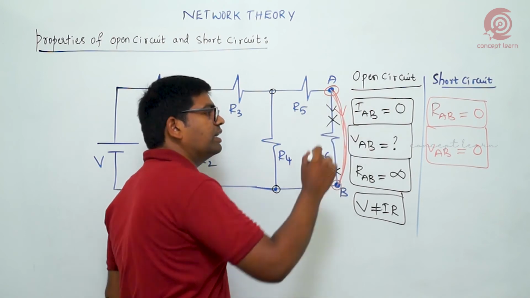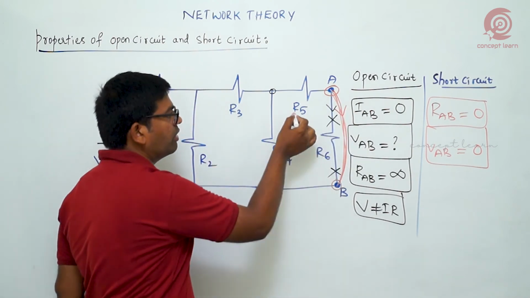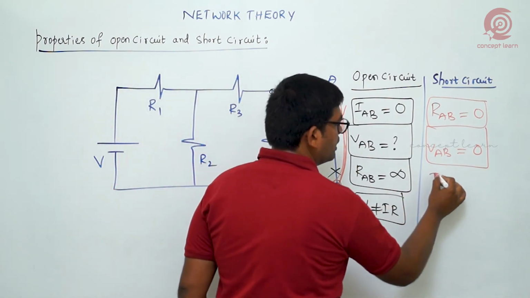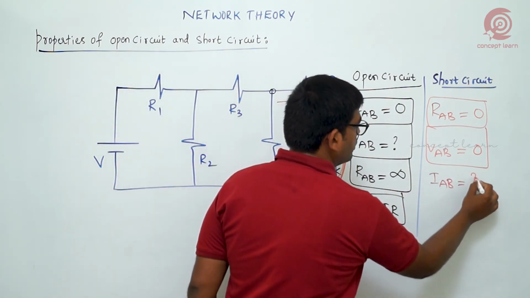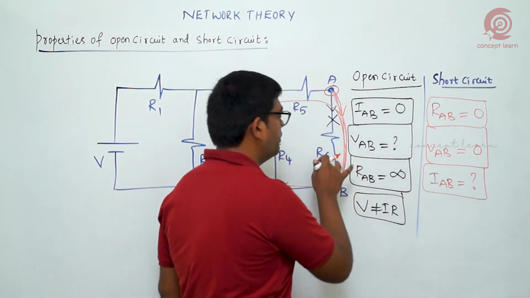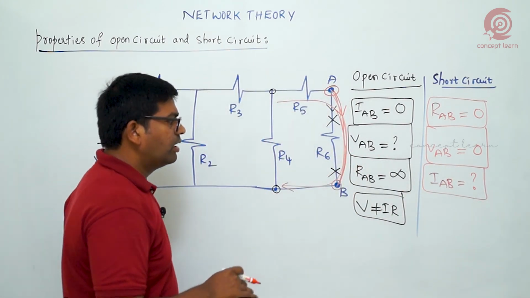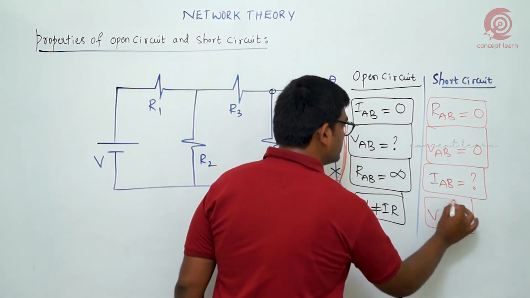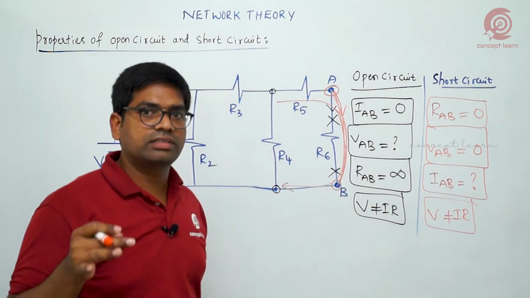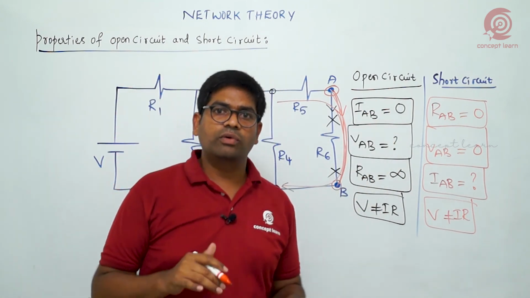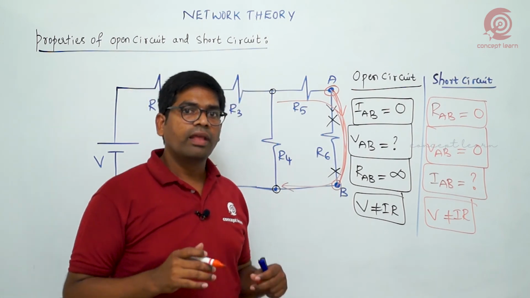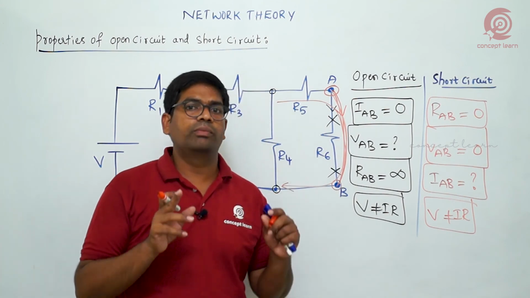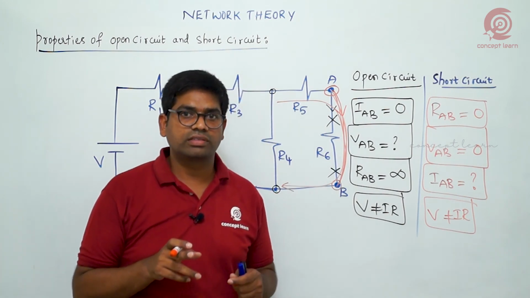But definitely current is flowing. So what is the current? Whatever current is flowing through R5, the same current is flowing through this. So current exists. I am placing a question mark, which means it exists, but depends on the network parameters. Now here also, if you notice, V is not equal to IR. So this is the impact on voltage, current, and resistance or impedance when we do the open circuit and short circuit activity. But what you can say here is that Ohm's law is not applicable for both open circuit and short circuit activities.